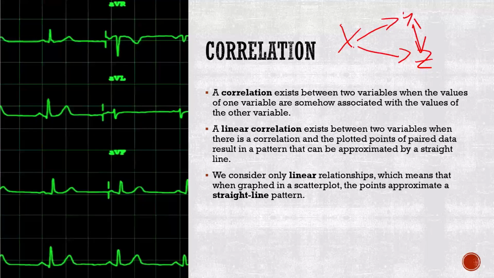So a correlation means that two variables are correlated with each other, right? A linear correlation means that the correlation is line-like. What is the word linear? Everyone, we know this. This is line-like, right? And so we are going to look at only linear relationships, which means they have a straight line pattern.